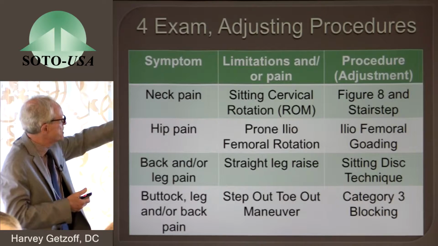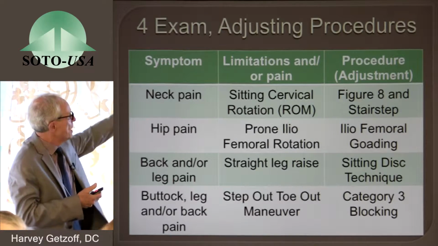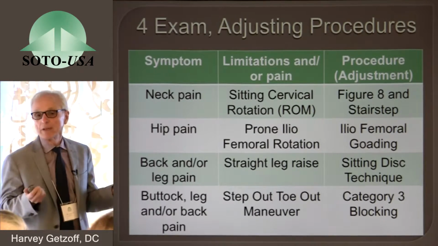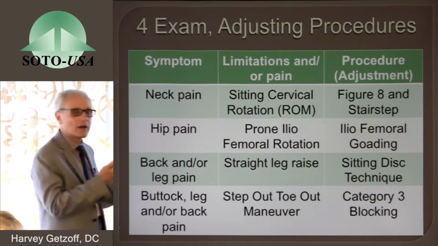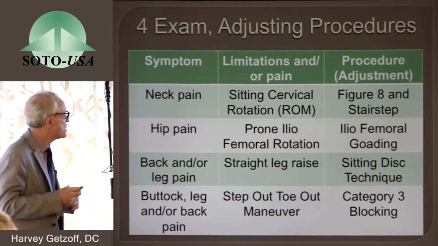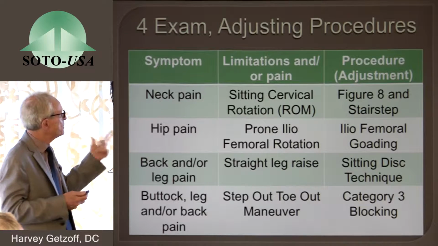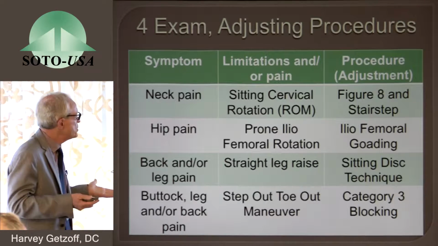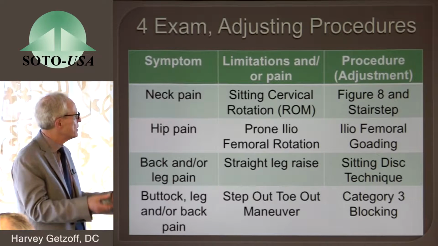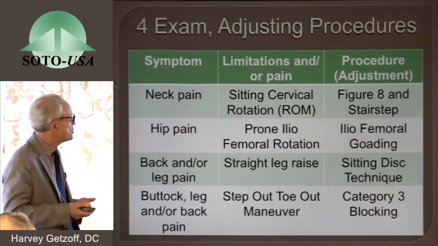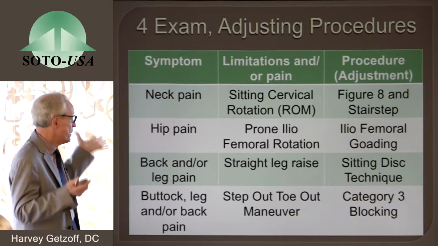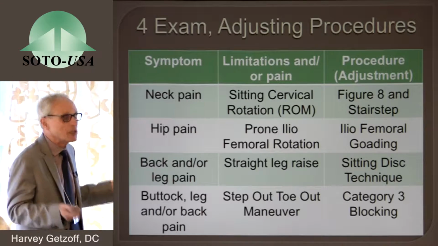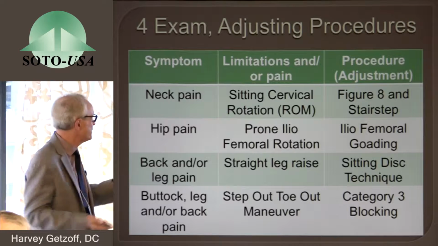Neck pain, we do a sitting cervical rotation. We do figure 8 and stair step, retest it. We get a sense of how that patient's going to respond to our kind of adjustments. Hip pain, prone iliofemoral rotation problem. We're just externally rotating the hips in a prone position. Iliofemoral goading technique. We goad it on the examination and get a sense of how they respond to it.